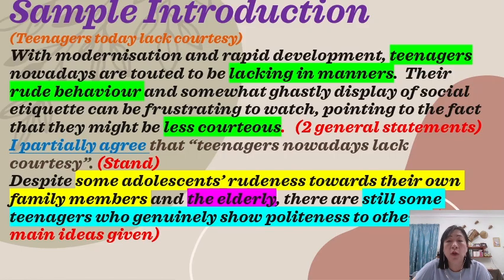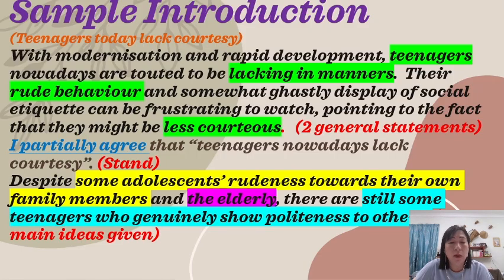Now, after the 2 general statements, I am happy enough to go to my stand. I partially agree that, and then you write out the question statement. So readers would be guided and understood thoroughly that you have chosen your stand, partially agree. Therefore, in your thesis statement, your 3 main ideas should show agree and disagree points.